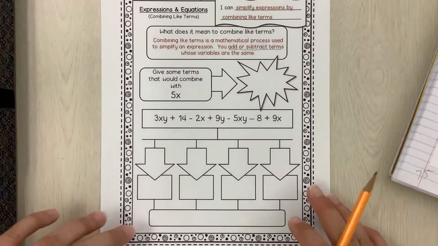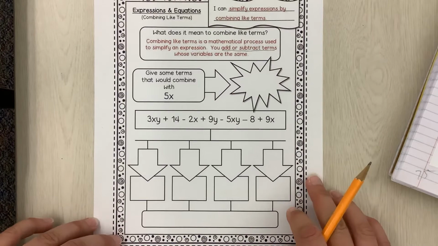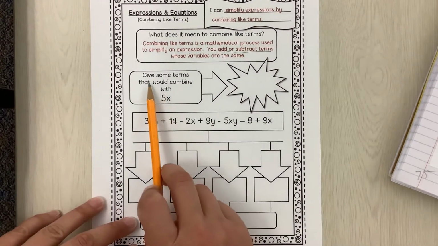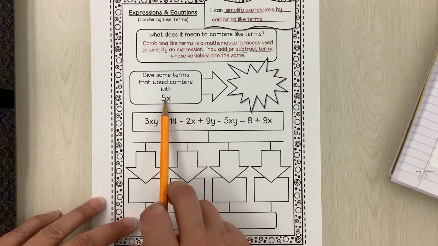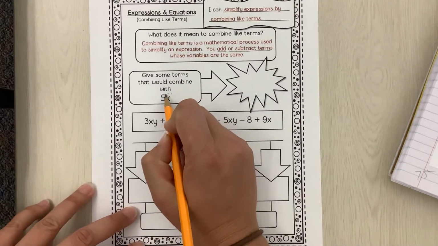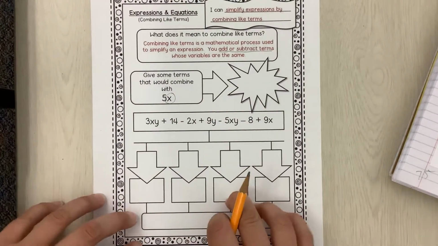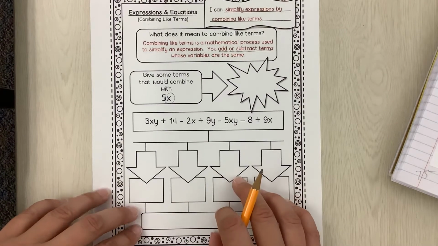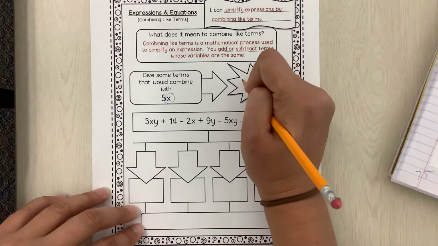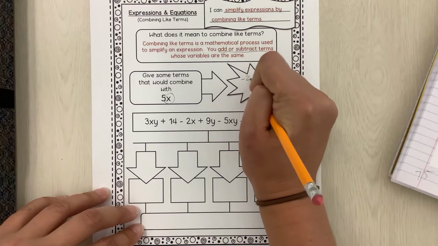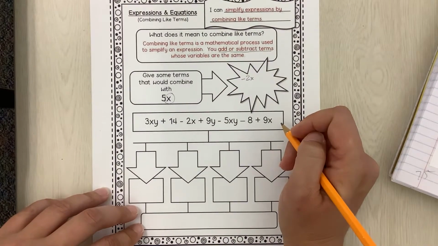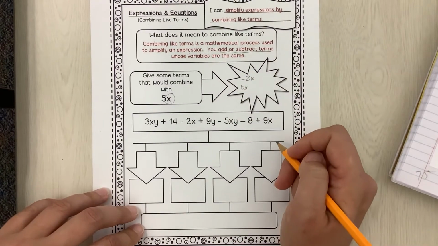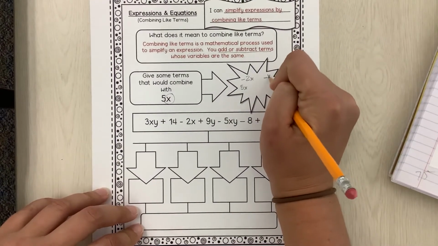I love doing these. My brain works this way and I really enjoy this kind of math, so I hope you do too. It says, give some terms that would combine with 5x. Well, my variable is x. The only things that I can combine with it are anything that has an x attached to it. So I could say 5x minus 2x, or a negative 2x, same thing. I could do another 5x. I could do a negative 1x.